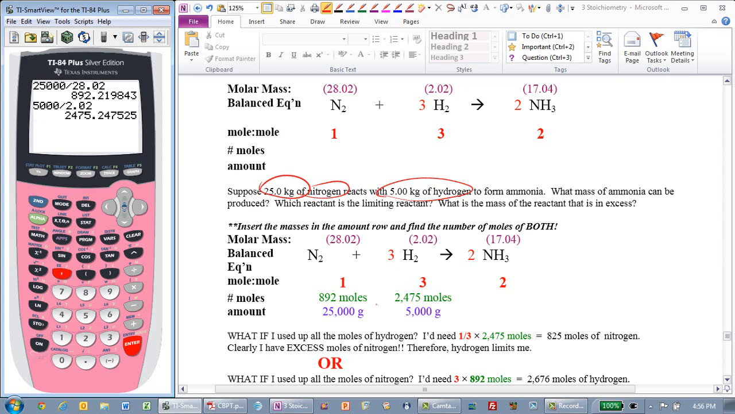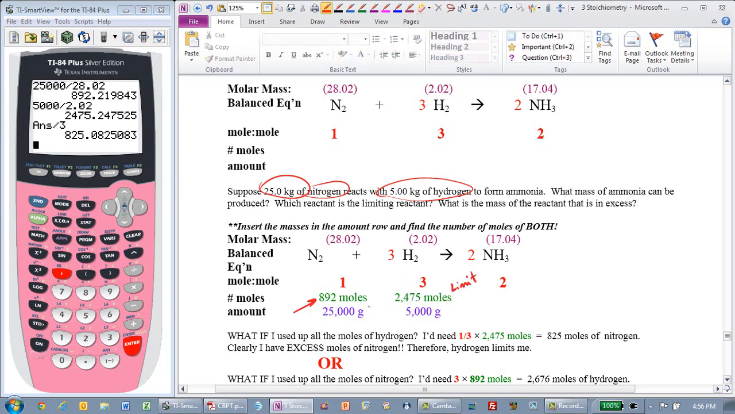So I'm going to pick what's sitting in my calculator because I'm lazy. What if 3 equals this, then what would 1 equal? Divide by 3. I would need 825. Examine. Do you have 825? Yes, you do. As a matter of fact, you have more than that. So I just found my limit.